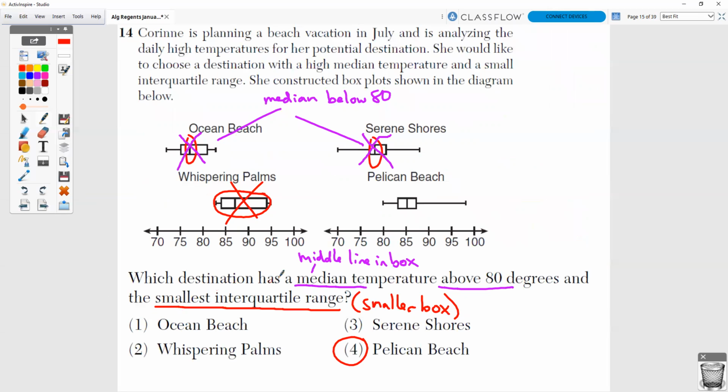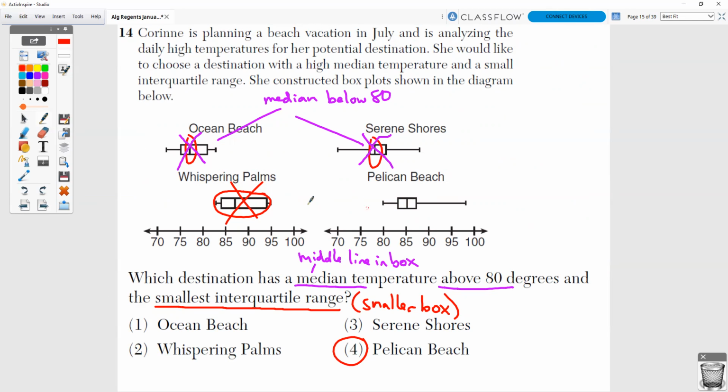In question number 14, which destination has a median temperature above 80 and the smallest interquartile range? Median means the middle number in our box and whisker plot. It's the middle line in our box. When we take a look at Ocean Beach, when we go straight down from the median, we get a median of about 77. Here, same thing, we get a median of about 88. So those two choices are gone because they don't have a median above 80. Here, our median is like 86. Here, our median is about 85.